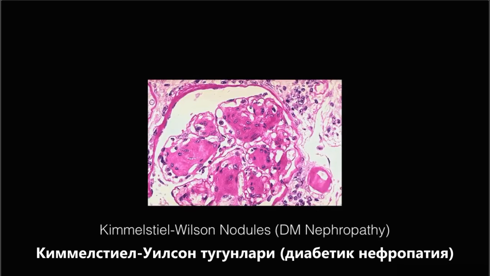These are Kimmelstiel-Wilson nodules. So you see these in diabetic nephropathy. They're kind of pink globs that sit in the kidney. Anytime you see this, you want to obviously think about nephropathy and diabetes.